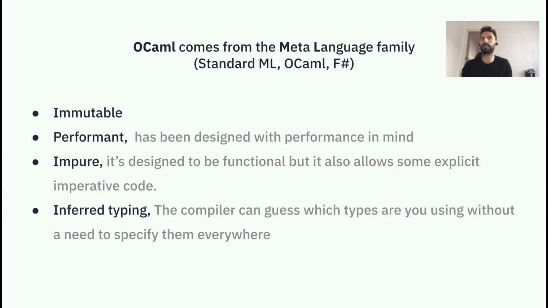OCaml comes from the ML language family. I think you might be familiar with it. So it's Standard ML, OCaml, and F# from Microsoft. The key thing for the language is that it's immutable. So every operation returns a new data structure. You don't mutate, you don't go to memory and change the actual value. You just create a new data structure.